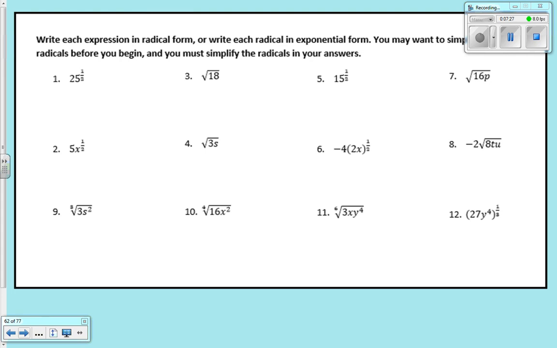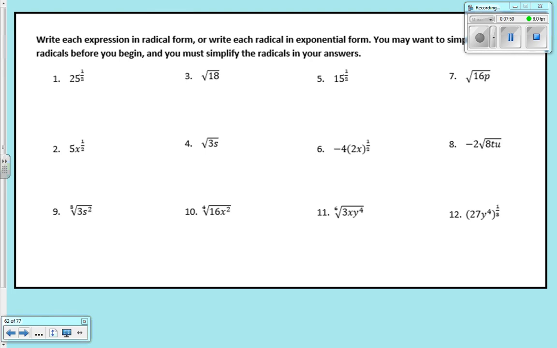Don't stress. So number 1, 25 to the 1/2. Actually, let's read the instructions. It says write each expression in radical form. Like number 1 is in exponential form, so we want to write it as a radical. Or write each radical in exponentials. Like number 3, we want to change to an exponent. Then it says you may want to simplify the radicals before you begin, and then you must simplify the radicals that are in your answers.